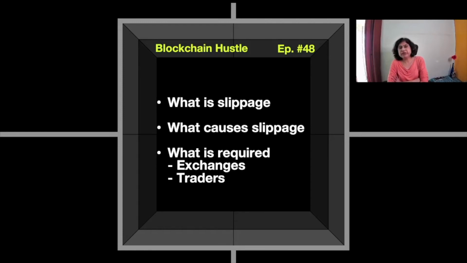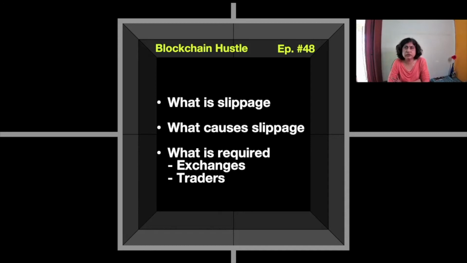So basically, slippage can occur when there's a change in the bid-ask spread, and when you have insufficient depth in the order book to support your large market orders. So that's about slippage and what causes slippage.